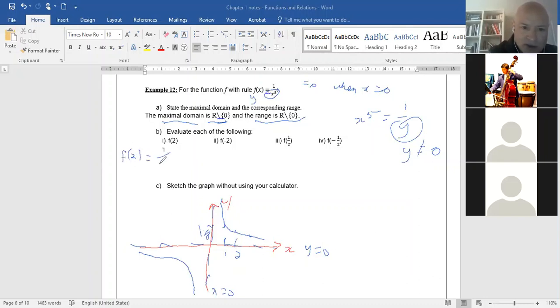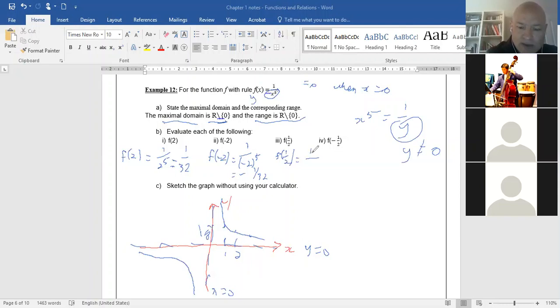f of 2 equals 1 divided by 2 to the power 5. 1 divided by 4, 8, 16, 32. Not 8, like I said before, 1 divided by 32. f of negative 2 will be 1 divided by negative 2 to the power of 5, which is negative 1 divided by 32.